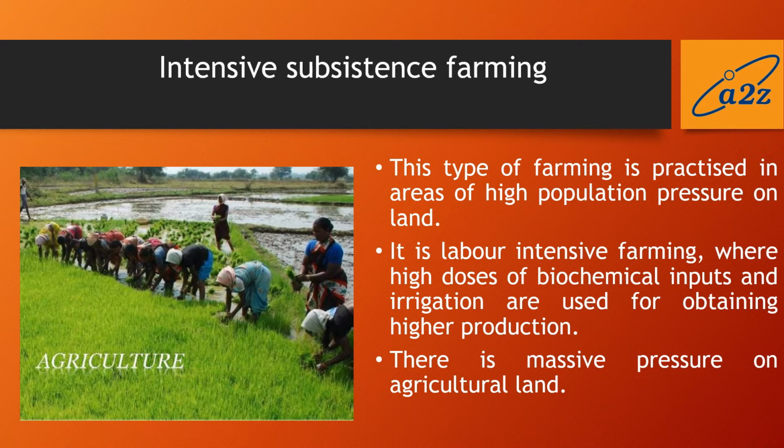So, second type of farming is intensive subsistence farming. This type of farming is practiced in area of high population pressure on land. It is labor-intensive farming where high doses of biochemical inputs and irrigation are used for obtaining higher production. There is massive pressure on agricultural land.